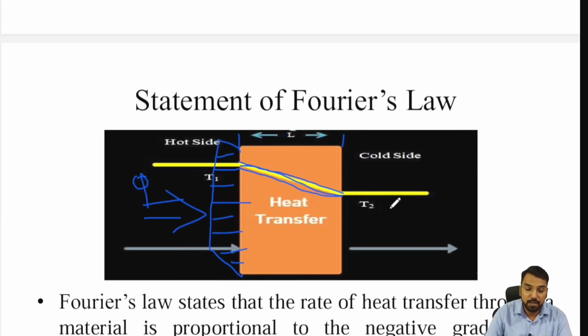In this example, if we think that heat transfer will take place from this side to this side, like hot side to cold side, but while calculating the temperature gradient, we are taking this temperature and this temperature. The temperature gradient is nothing but the difference in temperature with respect to the distance traveled by that heat. So T2 minus T1, in this case, will always be negative.